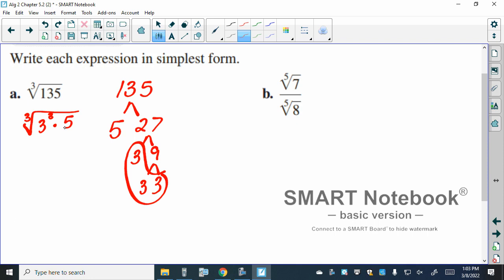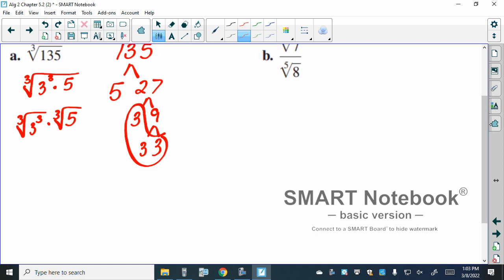As per the properties we looked at today, we could really say that this is the cube root of 3 cubed times the cube root of 5, because we can break those two apart. Just like we did earlier, putting them together, where we can multiply two radicals together and merge them so that we're just multiplying the numbers inside, we can actually go the other way around and split them apart.